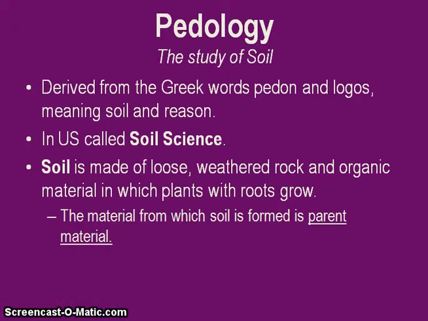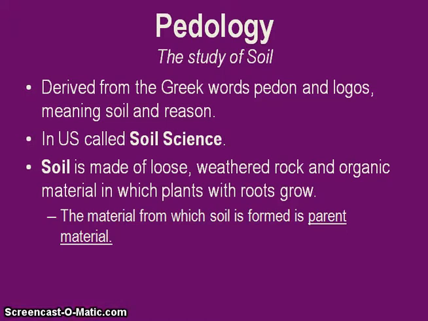So let's talk very quickly about what soil is. Soil is made of loose, weathered rock and organic material in which plants with roots grow. Some of you probably call this dirt, but here in our science we're going to call it soil. Now thinking loose weathered rock, remember weathering means to break down rocks. So we're talking about small broken down pieces of rock, and also organic material, which means maybe leaves or plants, animal material, anything that was once living is going to be part of that soil.